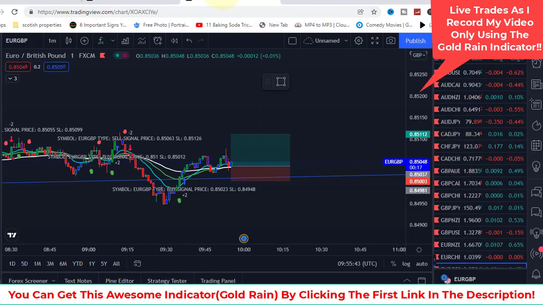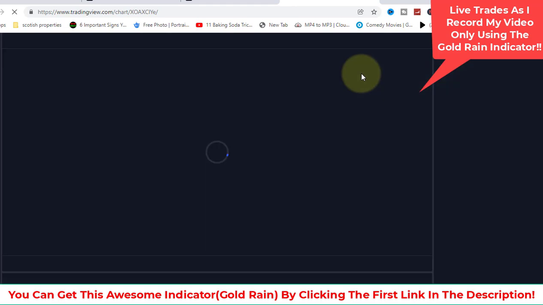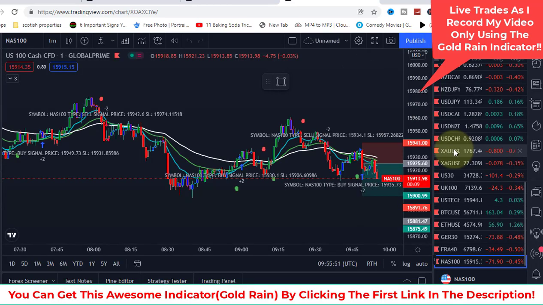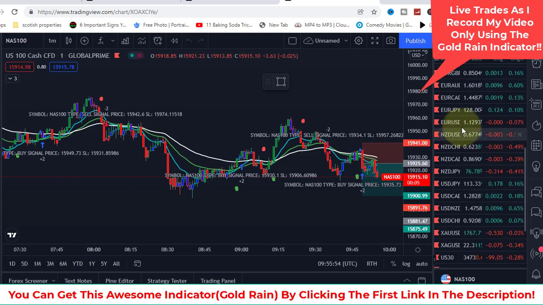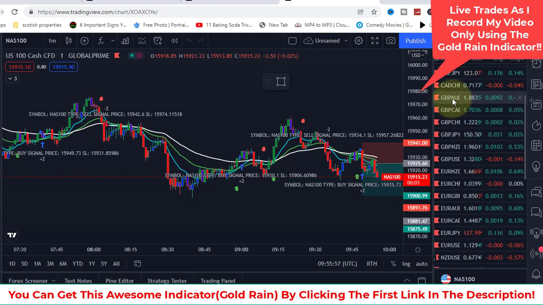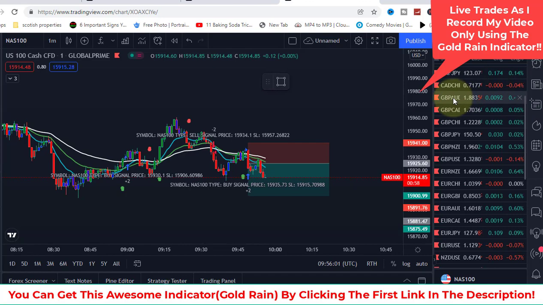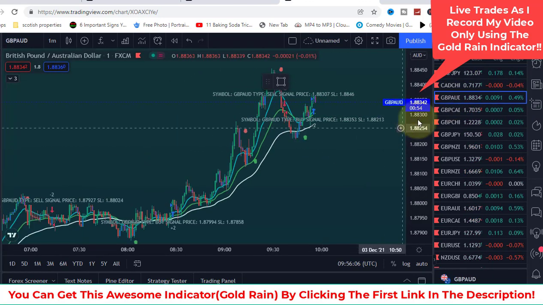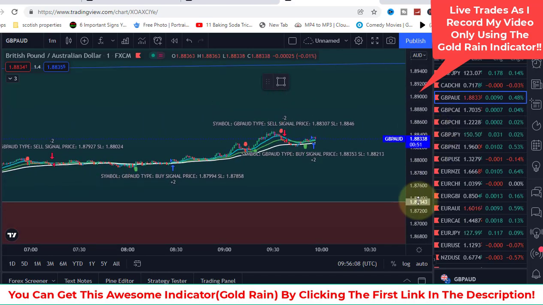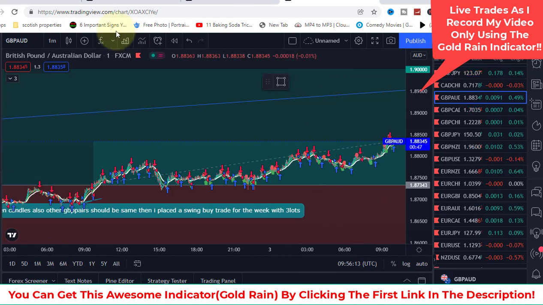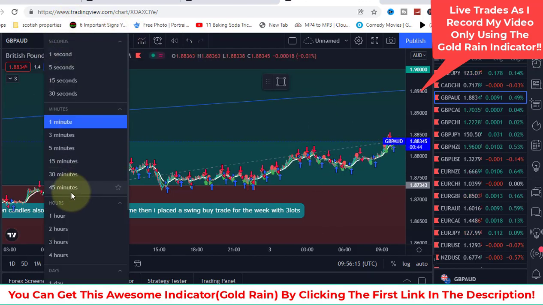So let me try one Great British Pound pair as well. I just want to try as many pairs as I possibly can inside this video. So you see I have had this indicator for a while, guys. It's just working like a charm. Great British Pound AUD. So over here you see I had a trade. This is a swing trade. You see this trade is open, so I will show you what I've done on the order.